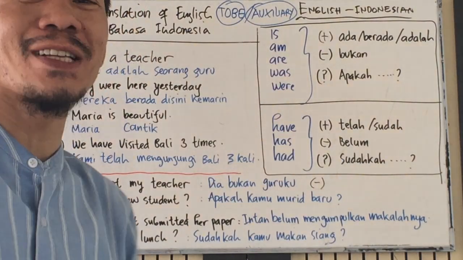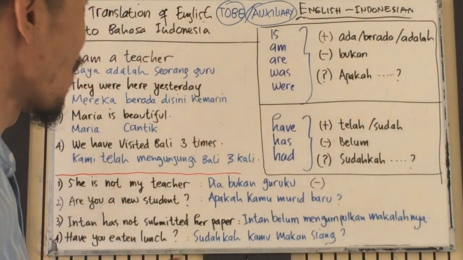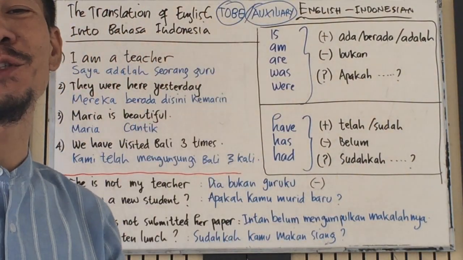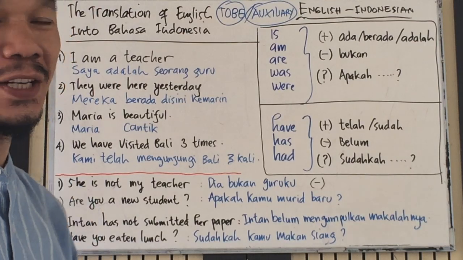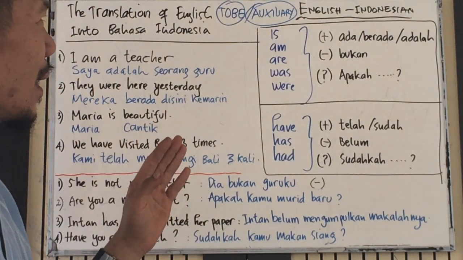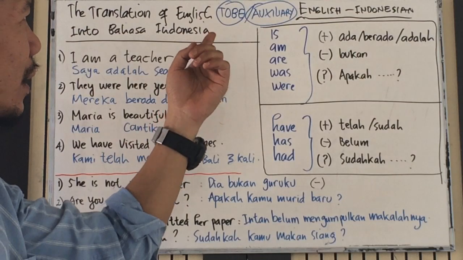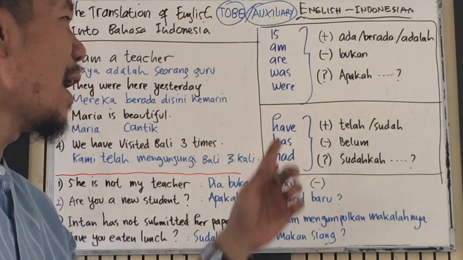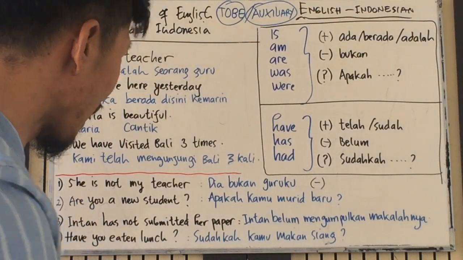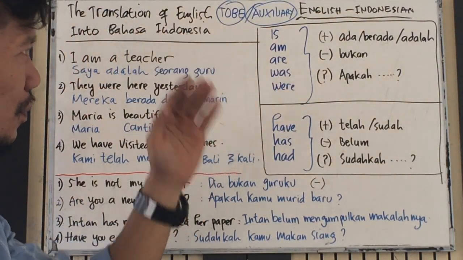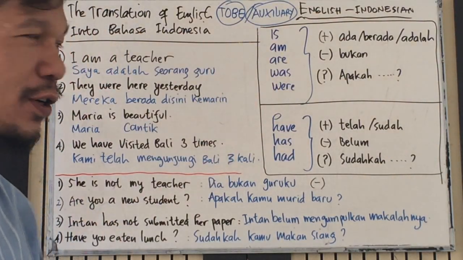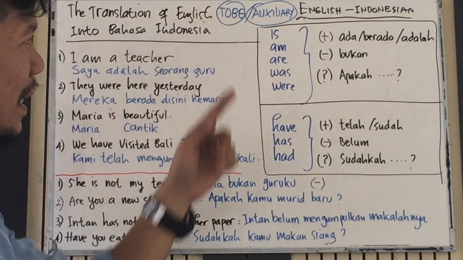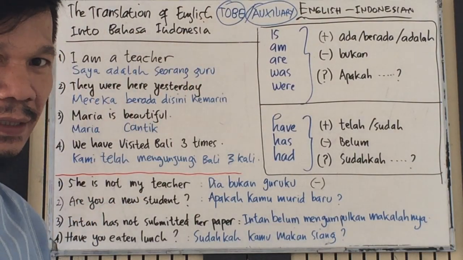A little bit about translation from English into Bahasa Indonesia, or the Indonesian language. We choose only the translation of to be and the auxiliaries have, has, and had. So we start from the translation of to be first. The to be is: is, am, are, was, were.